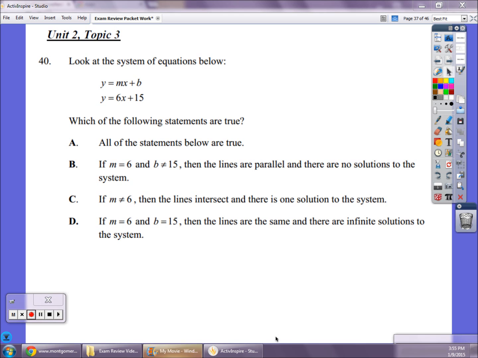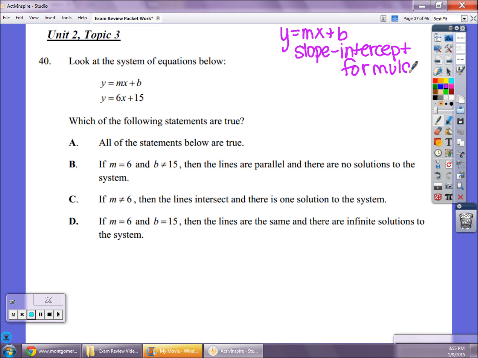All right, question 40. Look at the system of equations below. We have y equals mx plus b and y equals 6x plus 15. Well, hopefully we recognize y equals mx plus b is the slope-intercept formula for a line. So we know that m is our slope and b is our y-intercept. So we need to know that first. So we know that this second equation here has a slope of 6 and a y-intercept of 15.